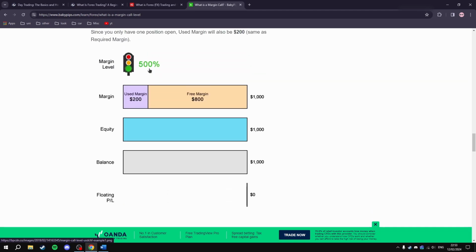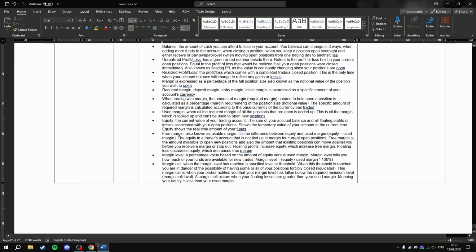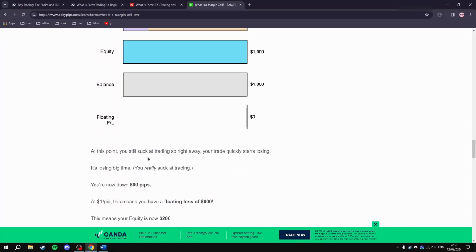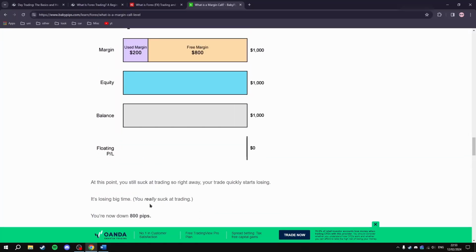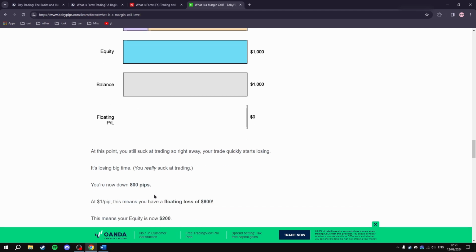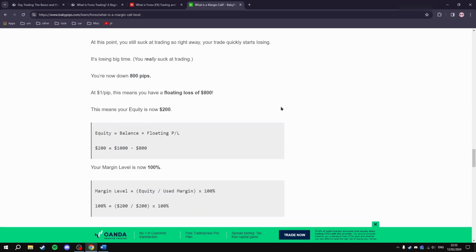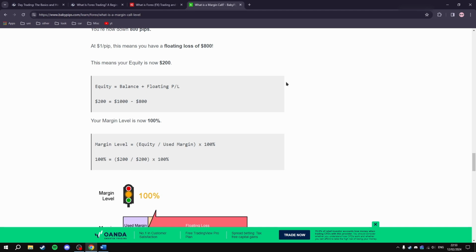Oh no, 500% margin level, if that's how you say it. Is that how you say it? At this point, you still suck at trading, so right away your trade quickly starts losing. It's losing big time. You're now down 800 pips. At $1 a pip, this means you have a floating loss of $800. This means your equity is now $200. Your margin level is now 100%.